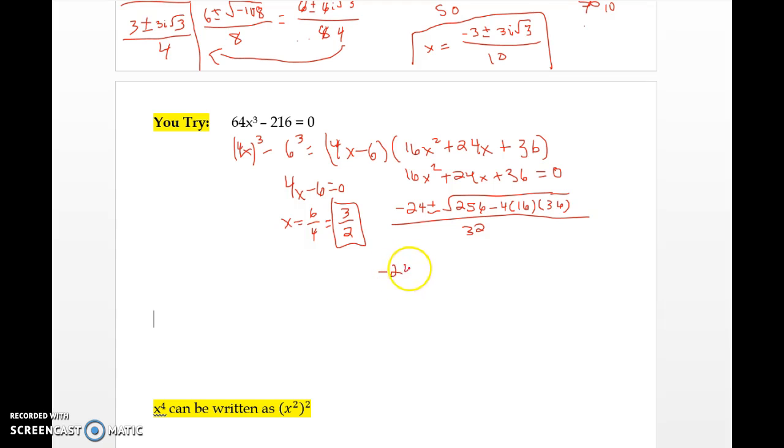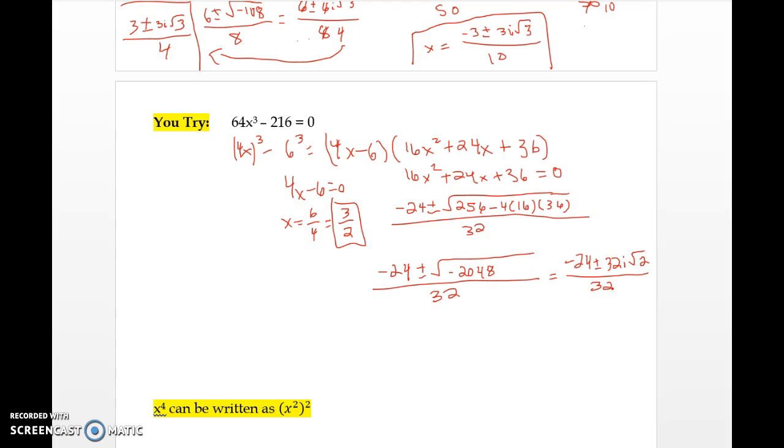And simplifying this radical will give us negative 2,048, and then we could break down our radical, which will be negative 24 plus or minus 32i root 2 all over 32.